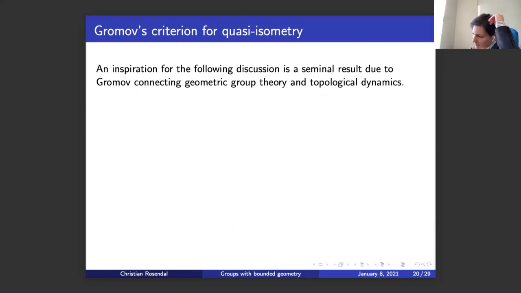Okay. Now that's all the abstract setting. Now this has really been a warm-up for what I want to talk about, which is a specific class of groups that come about in a very interesting way. So the main inspiration for this class of groups that I will talk about now, namely bounded geometry, is a seminal result due to Gromov that connects geometric group theory with topological dynamics.